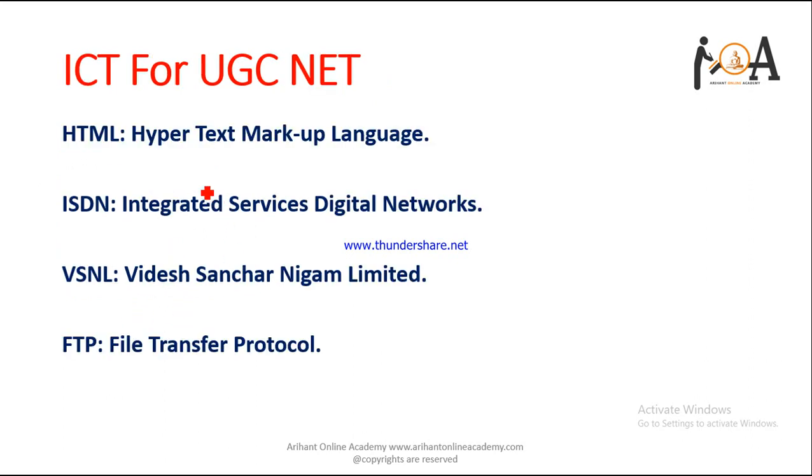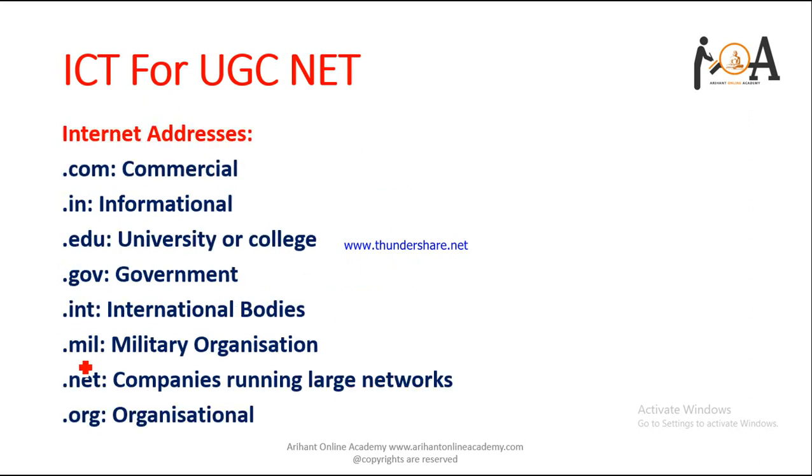So this kind of printer is generally a line printer, and then there are decibel printers. Now some abbreviations, because many times ICT asks for direct abbreviations, so you should have knowledge of that also. HTML is for hypertext markup language, and ISDN is for integrated services digital network. VSNL is Videsh Sanchar Nigam Limited, it's not BSNL, it's VSNL, right? BSNL is for Bharat Sanchar Nigam Limited, and VSNL is for Videsh Sanchar Nigam Limited. FTP is for file transfer protocol.